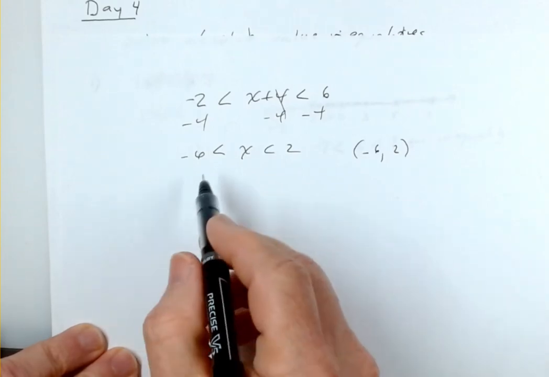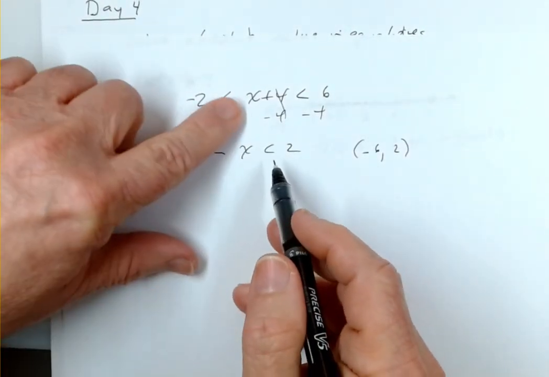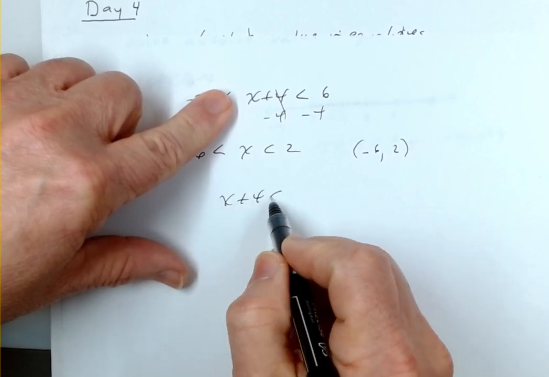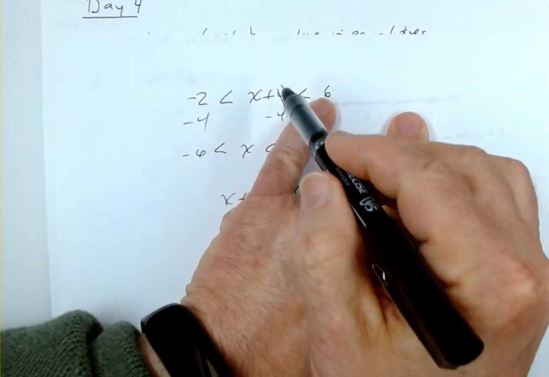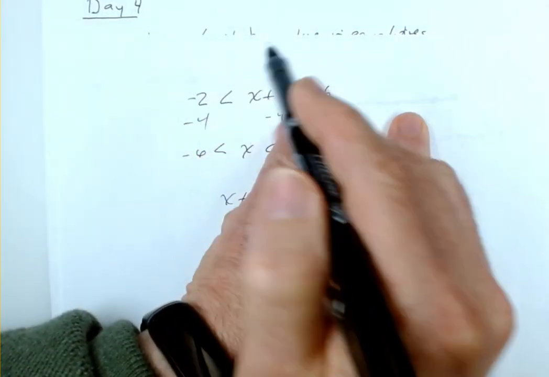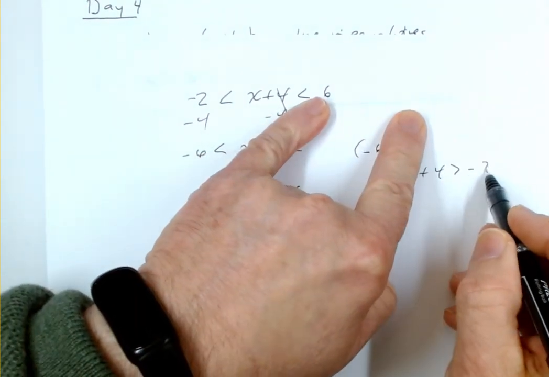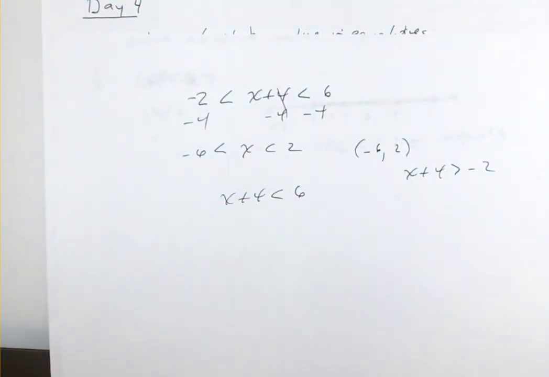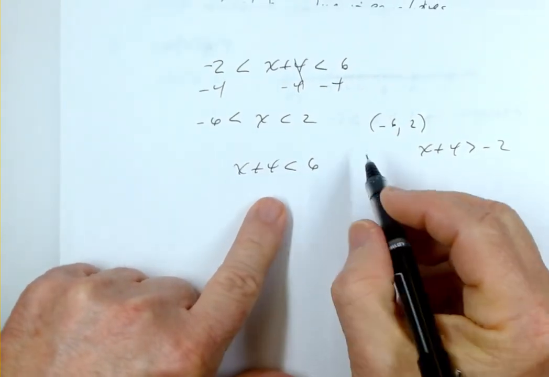What some of you did was you didn't do it that way. You said, well, x plus 4 is less than 6, and then you wrote also x plus 4 is greater than -2, which is true, but when you did that, you left the word "and" off.